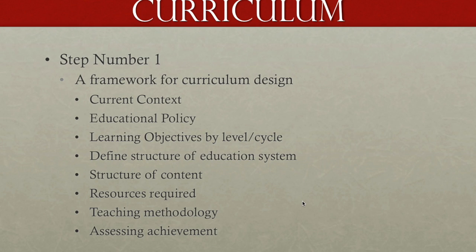One of the things from UNESCO's site is that they have a framework for curriculum design. Consider the current context that you're working within, any educational policies which are relevant to you. Think about the learning objectives for each cycle of the program, first year, second year, third year. Define the structure of your education system to deliver that learning. Structure your content. Make sure that you have thought of the resources that you need and can actually access them. Think about how you're going to teach this, and think about, in particular, how you assess achievement in that area.